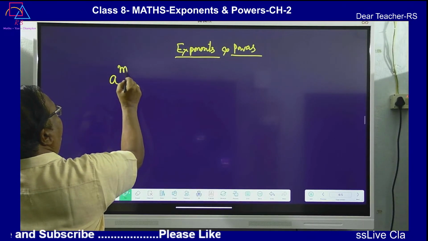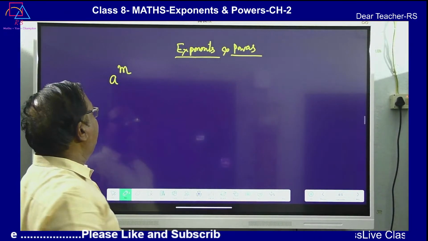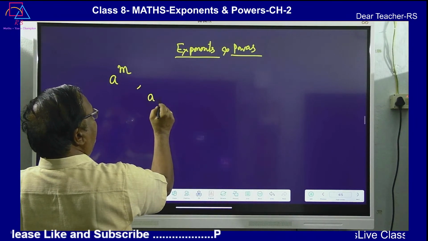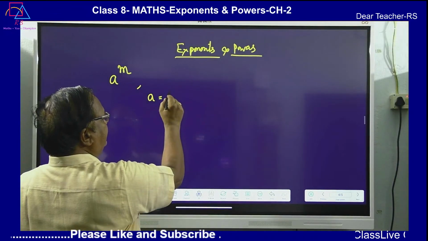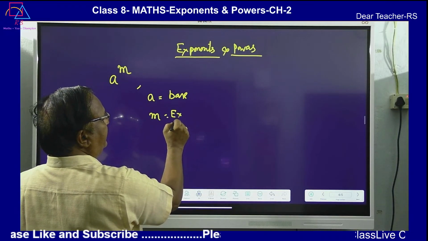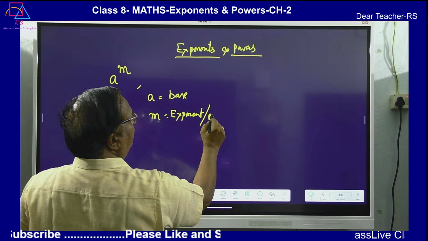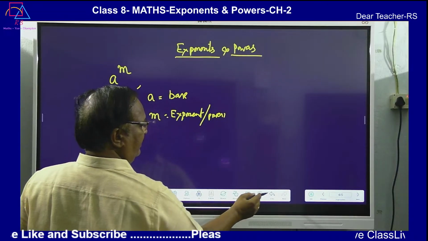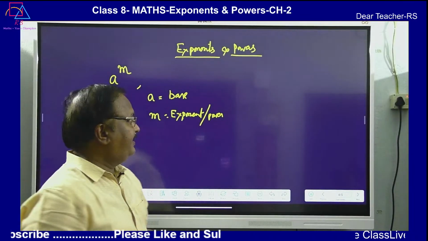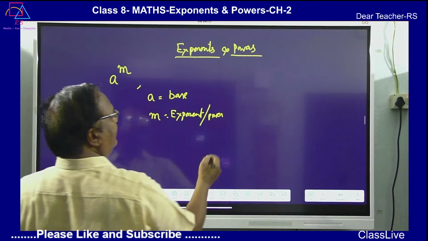Exponential form, a to the power of m. This is how you have to read this, a to the power of m. So in this, a is called base and m is called exponent or power. There are two names, exponent or power. Here in this chapter name, exponents and also powers, both are given, so both mean the same.